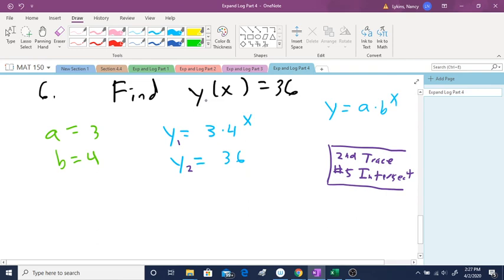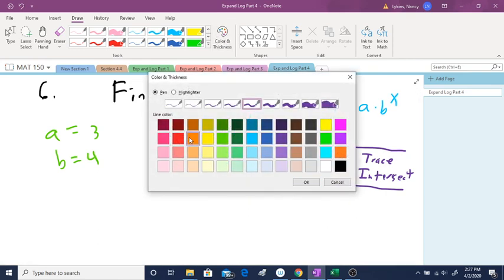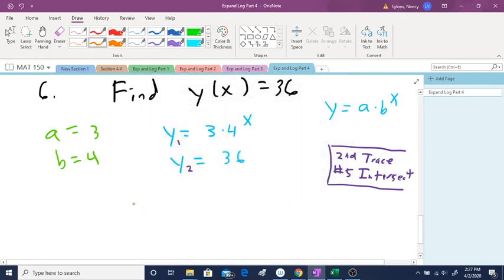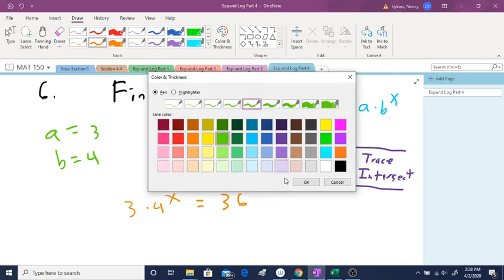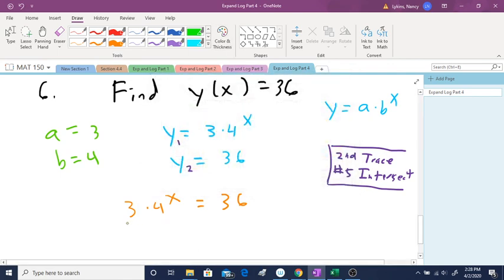Well, in this case, now I want to show us how to do this by hand. So what we're going to do is take our first equation, the 3 times 4 to the x power, and set it equal to the second one, which is just 36. Now we're going to still use our 3 steps to solve. So in this case, look at what's in front of the base, in front of the 4. It's a 3. We can divide it. So now I've got 4 to the x equals 12.